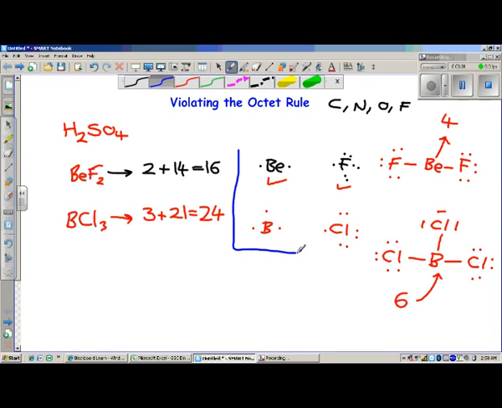So these two are the atoms that can violate the octet rule by having less than 8 electrons around themselves in a valid Lewis structure. And then we go to the other side of the coin, where we can have more.